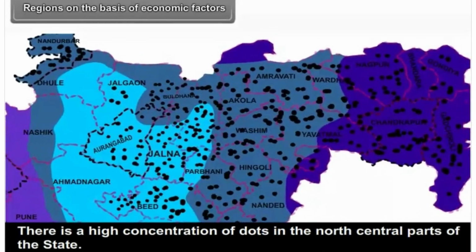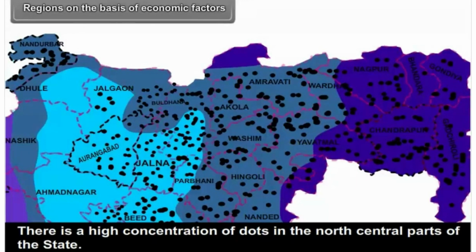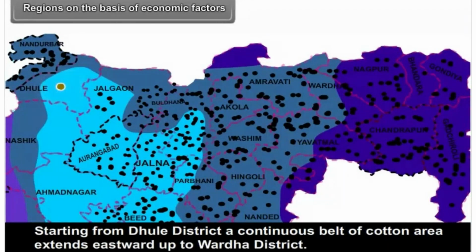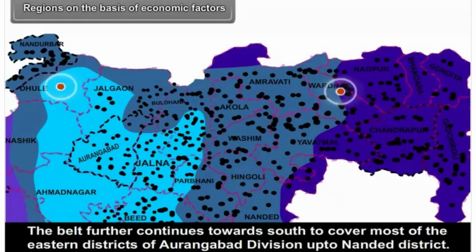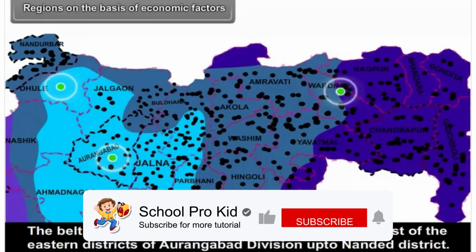There is a high concentration of dots in the north central part of the state. Starting from Dhule district, a continuous belt of cotton area extends eastward up to the Wardha district. The belt further continues towards south to cover most of the eastern districts of Aurangabad division up to Nanded district.